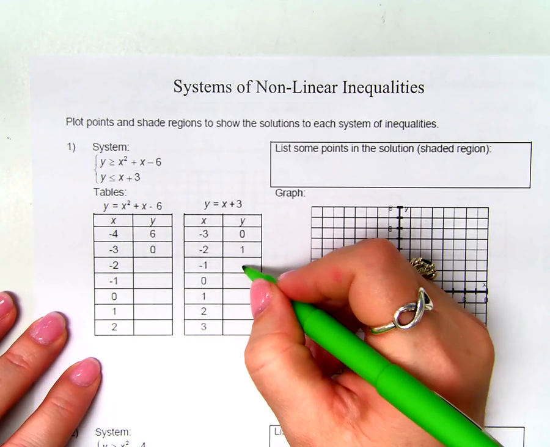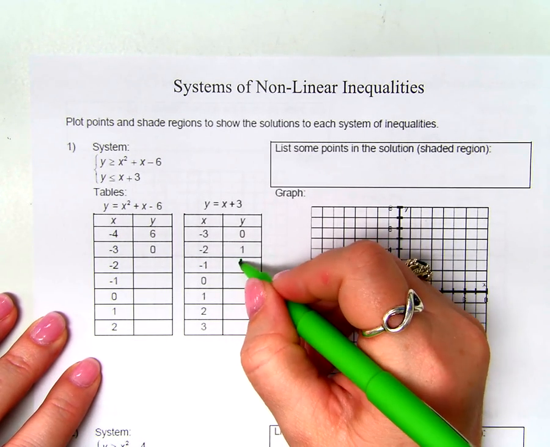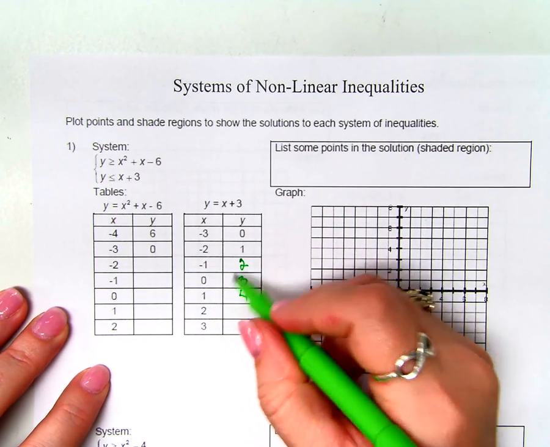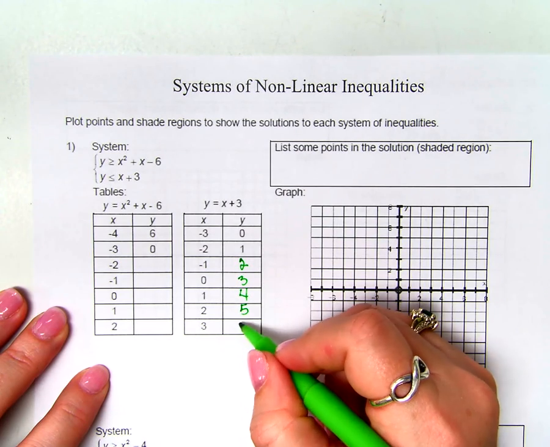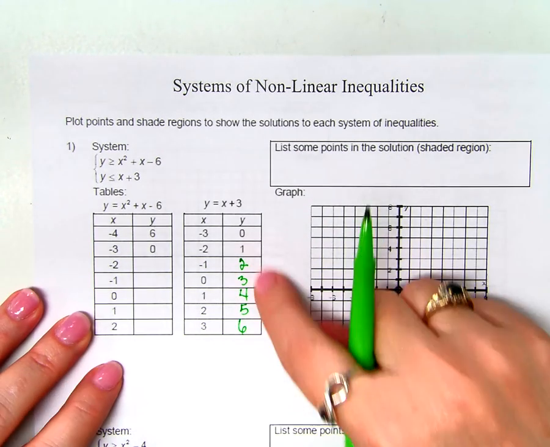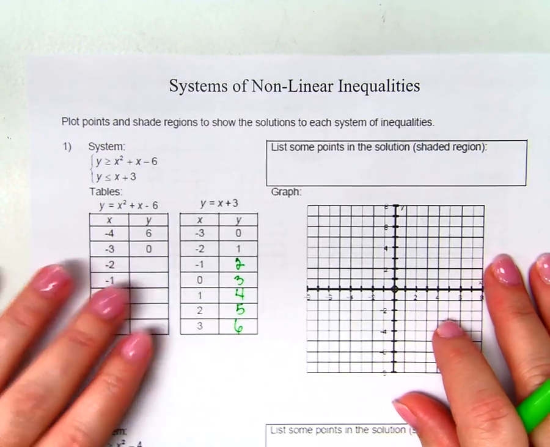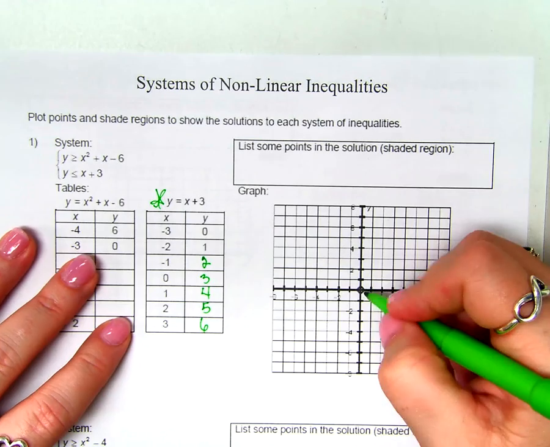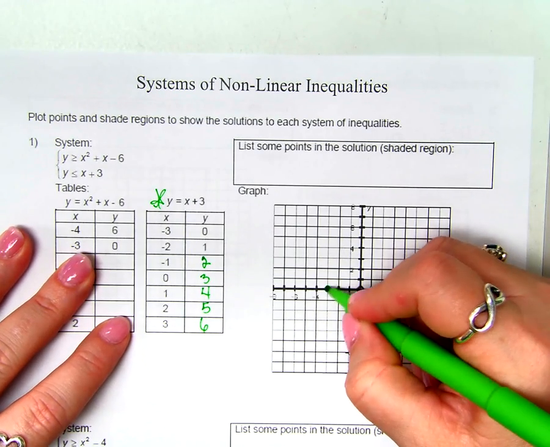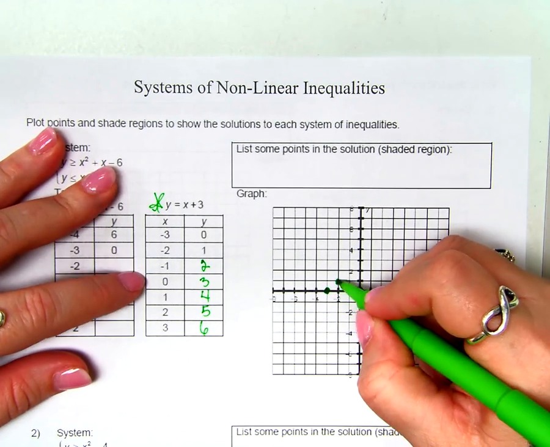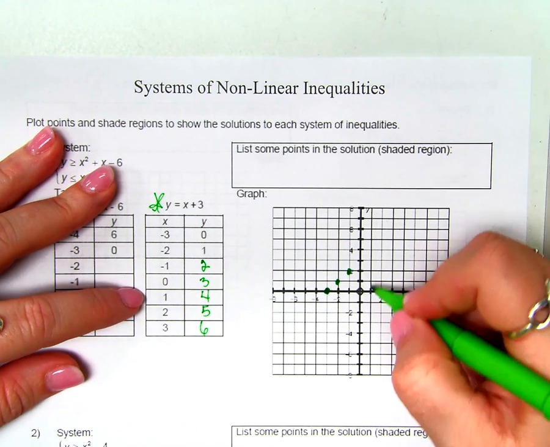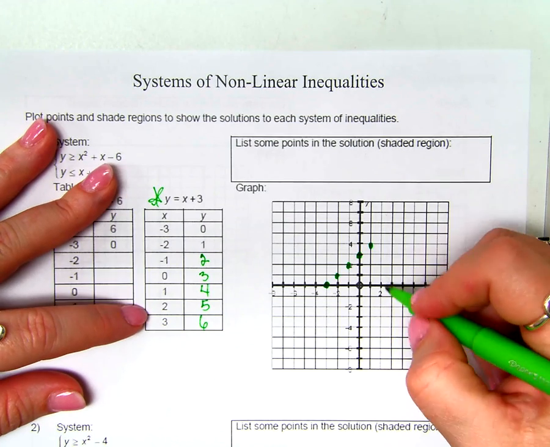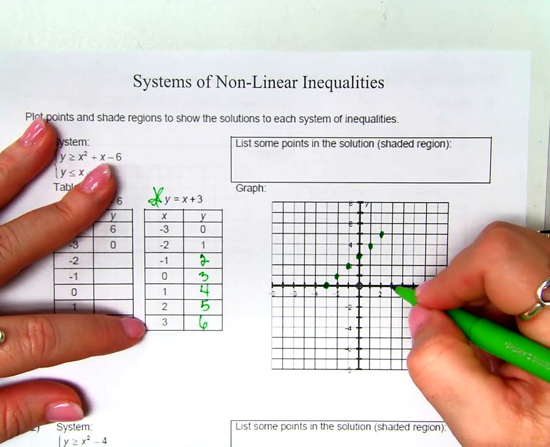All right, so this one's probably easier, right? So -1 plus 3 is 2, 0 plus 3 is 3, 1 plus 3 is 4, 2 plus 3 is 5, 3 plus 3 is 6. And hopefully we also saw the pattern that was going on there too, yes? Okay, so I'm going to plot this one first with the green marker. So -3, 0, -2, 1, -1, 2, 0, 3, 1, 4, 2, 5, and 3, 6.